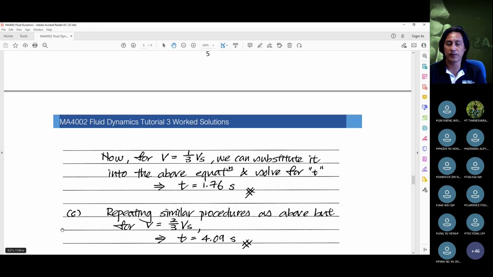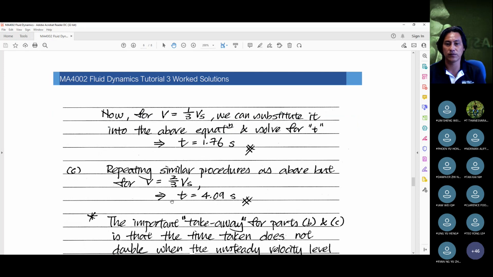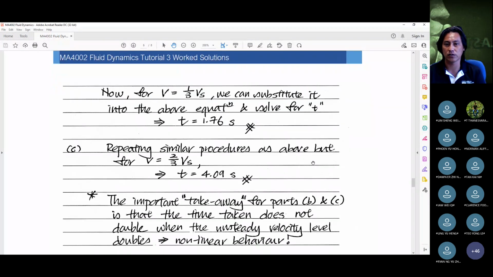Now, part C is pretty much the same thing, except that we want to find the time required for the velocity in the pipe to reach 2/3 that of the steady state velocity. That means V equals 2/3 Vs. And you realize t will become 4.09 seconds. What's interesting is that for the velocity to reach 1/3 of the steady state velocity, the time taken is 1.76 seconds. For it to reach 2/3 of the steady state velocity, time t will be 4.09 seconds.